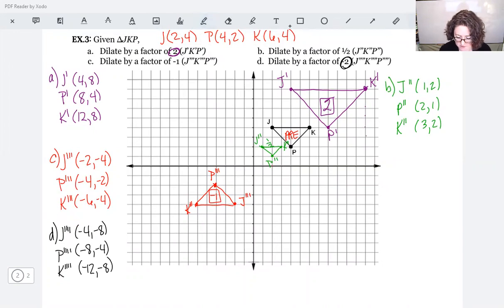So let's see what this looks like. So -4, -8. There's our J quadruple prime. P quadruple prime is at -8, -4. And then K quadruple prime, 12 to the left and then down 8. K quadruple prime. And there is our triangle that is twice as big and flipped around. So that's a -2 dilation factor.